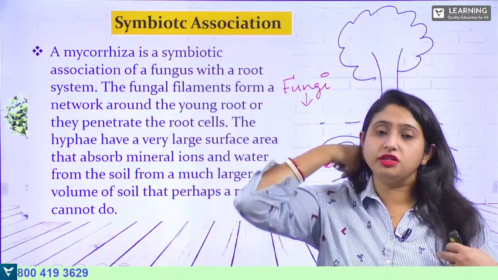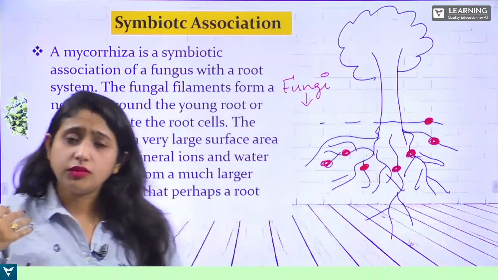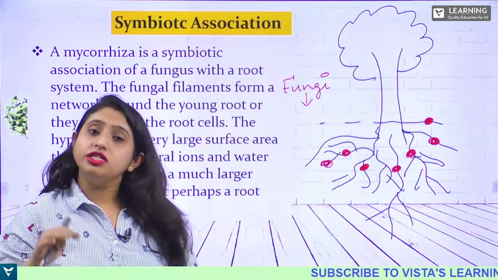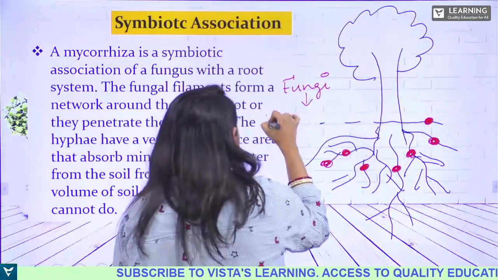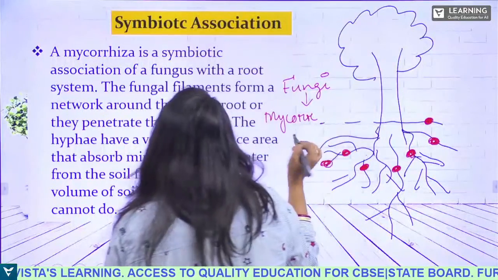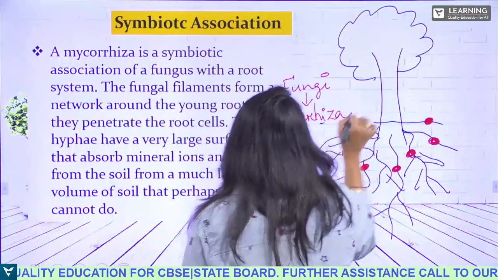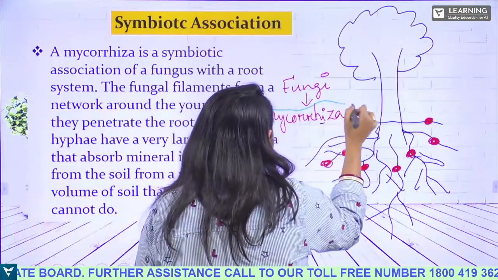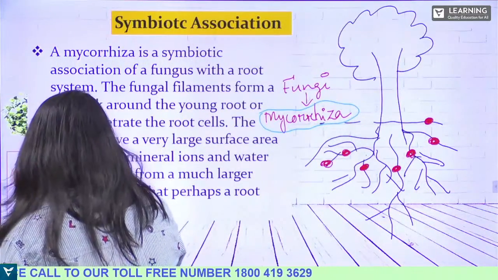So what does it mean? It means the fungus will be giving something to the plant, and the plant will also be giving something to the fungus. So see what happens. Mycorrhiza, rhiza, is a fungus which lives in mutual relationship with the roots of the plants.